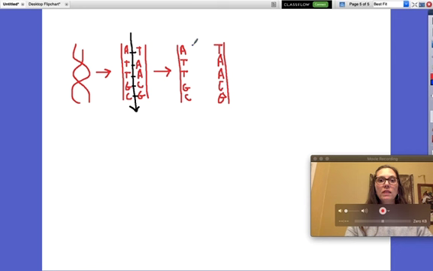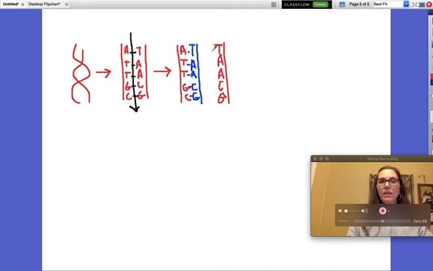So A is going to pair with T, T is going to pair with A. Hopefully you're doing this along with me and you're like, oh yeah, I know that. T is going to pair with A, G is going to pair with C, and C is going to pair with G. And then there's one molecule, okay? And it would have hydrogen bonds between those bases.